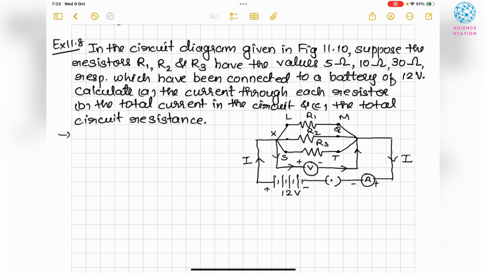So first, let us find current through each resistor. So R1 equal to 5 ohm, R2 equal to 10 ohm and R3 equal to 30 ohm.